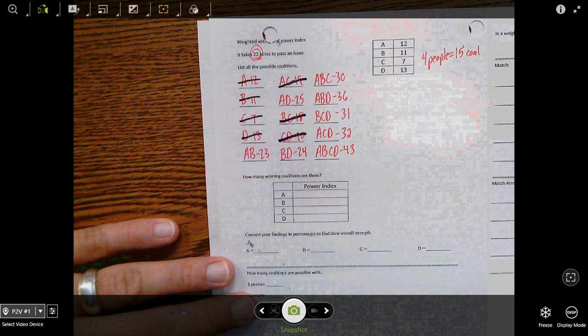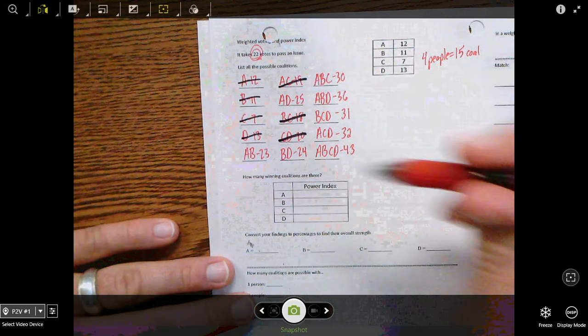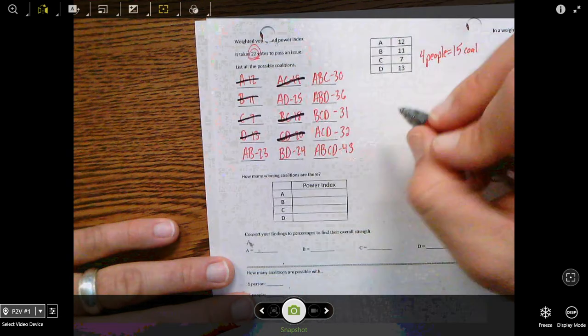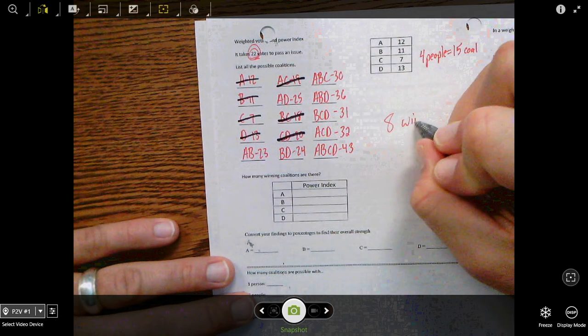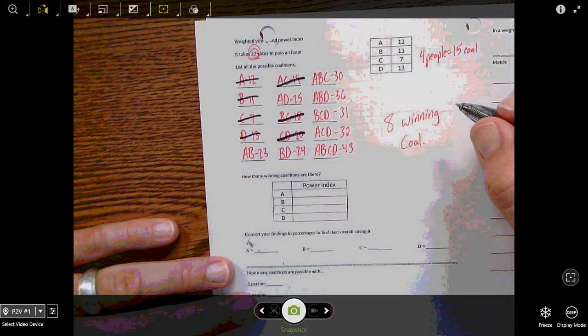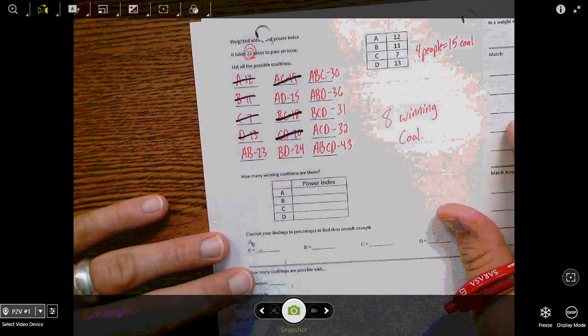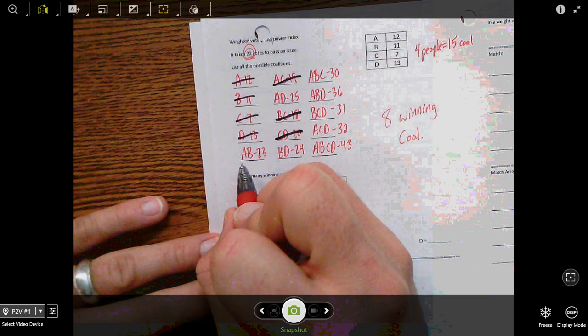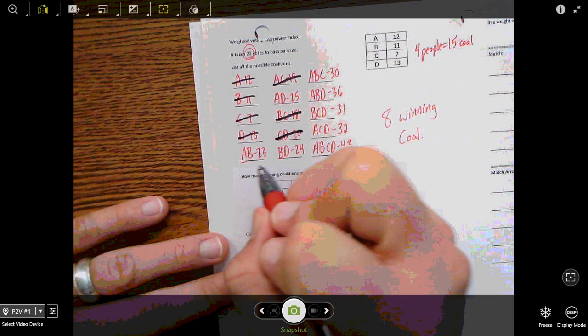All right. So I knocked out 7. So my conclusion is I have 8 winning coalitions. These are the coalitions that I'm going to be dealing with. All right. So very simply, this is what you do. Starting with the first coalition, B or A.